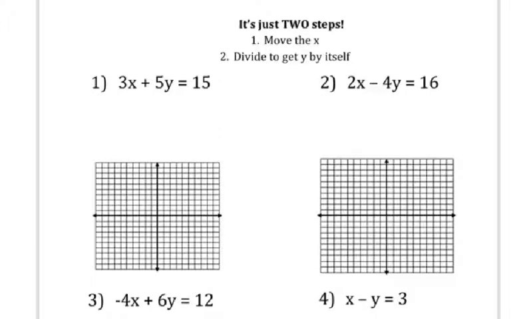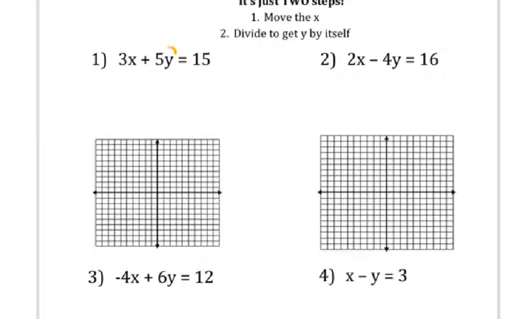So what it says here, it is just 2 steps, very easy. Step 1, it says we have to move the x term. So before we do that, let's set up what we have. Our goal is to get y by itself. In order to get y by itself, we need to move this number to the other side, and then we need to get rid of this 5. So we start by subtracting our 3x and subtracting 3x.